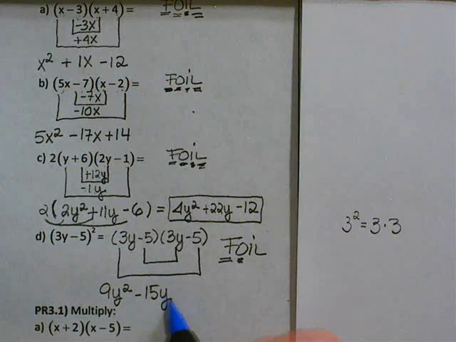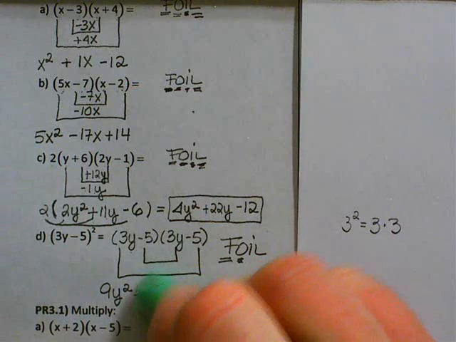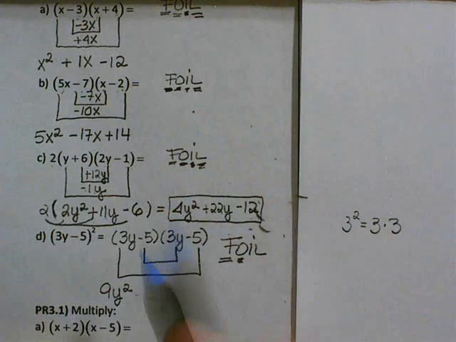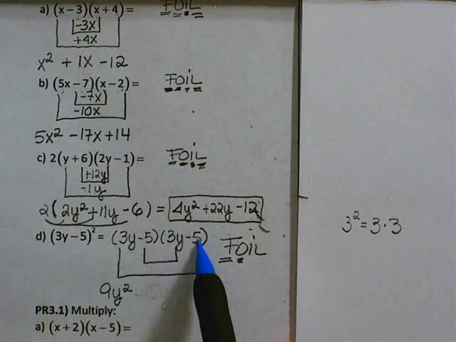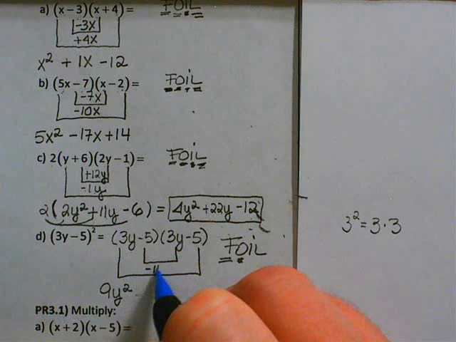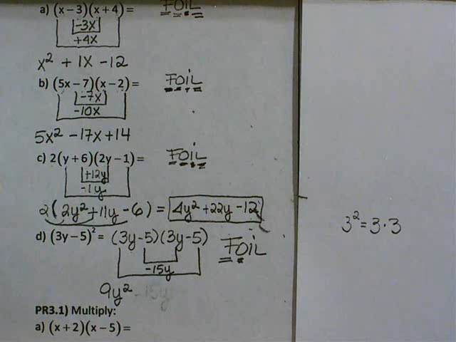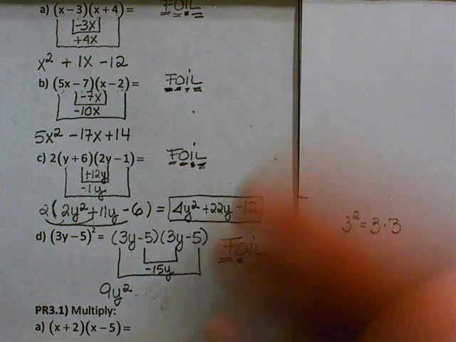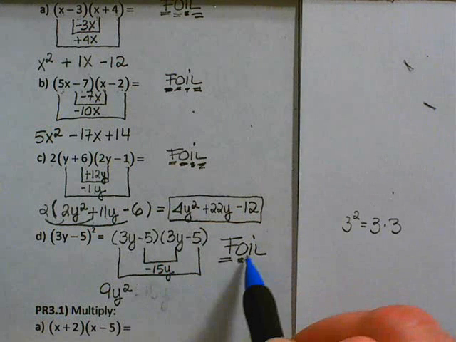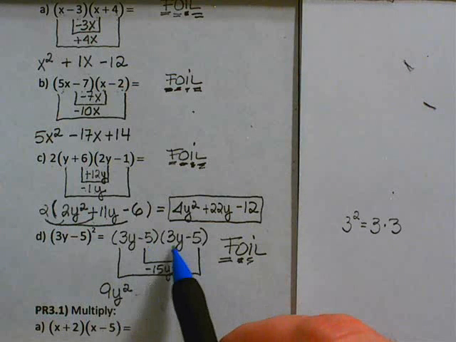Oops, wrote in the wrong place. It was right on the outer box. So I'm sorry, 3y times negative 5 is negative 15y. Okay, do the inner numbers. Negative 5 times 3y is negative 15y.